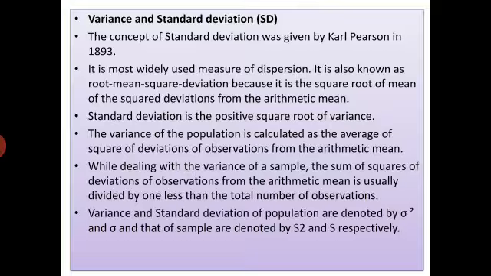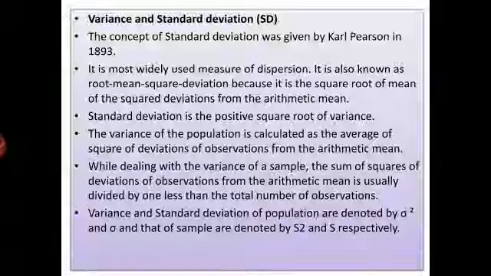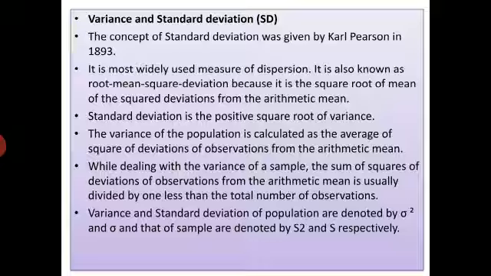So variance and standard deviation of the population are denoted by sigma square and sigma, and that of the sample are denoted by S square and S. Standard deviation is denoted by sigma, so the variance is the square of sigma.